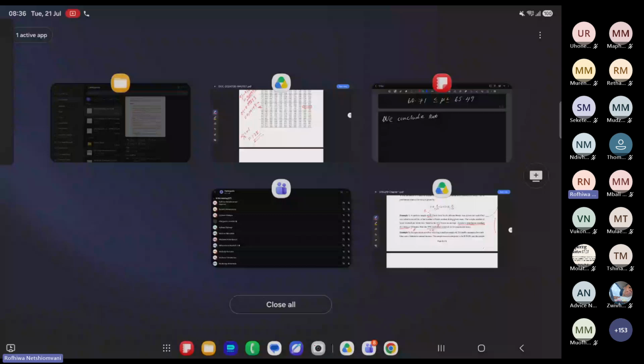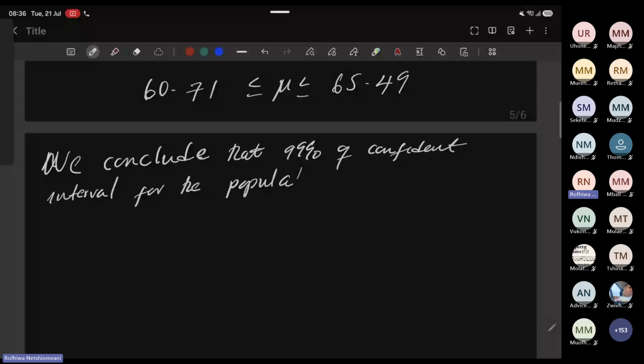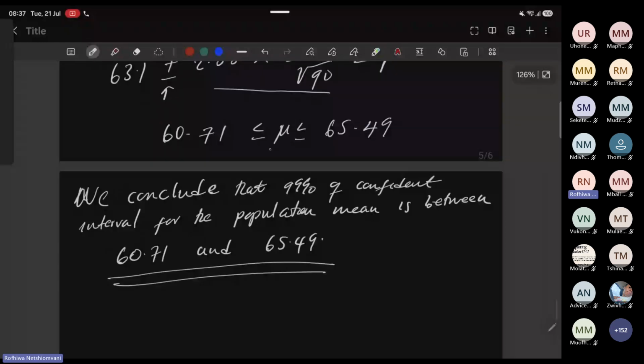So we conclude that percent of confident interval for the population mean. We just answer the question. The population mean is between 60,71 and 65,49. So this means that when we estimate our mean, our population mean is between these two values.